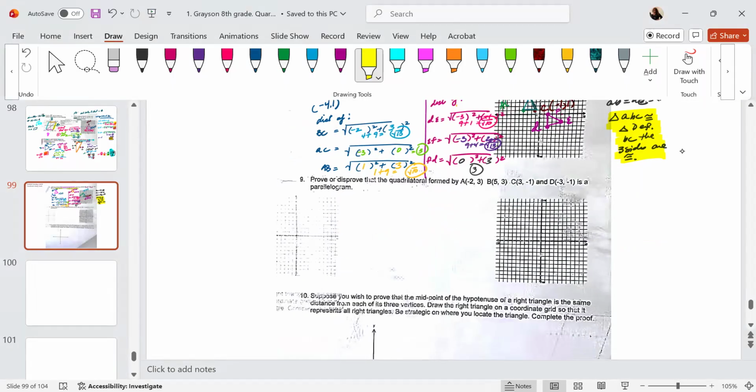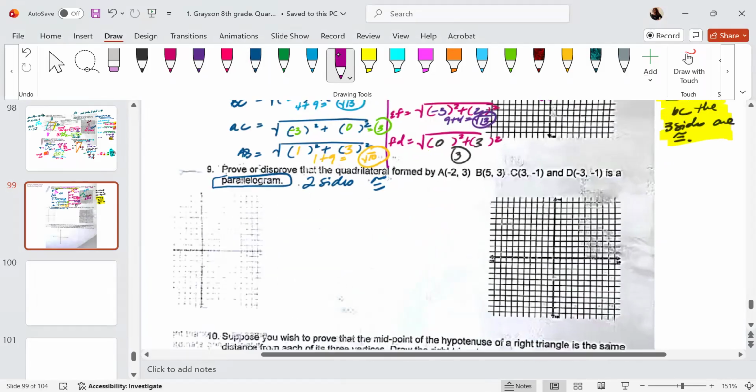Prove or disprove that the quadrilateral is a parallelogram. So in order for it to be a parallelogram, you know that the two sides have to be equal, correct? So I'm not even going to draw this, I don't need to. That's A, right? B is 5, 3. C is 3, -1. D is -3, -1. Correct? So far, it kind of looks like it's a parallelogram, but we're not sure, right?